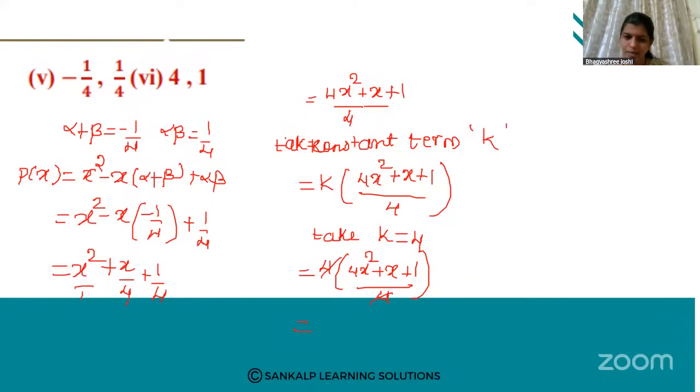Finally, what you will get? 4x square plus x plus 1. Now, this is our required polynomial. Now, this polynomial is in the form of ax square plus bx plus c. Okay. So next problem. This is also homework because this is a very, very simple problem.